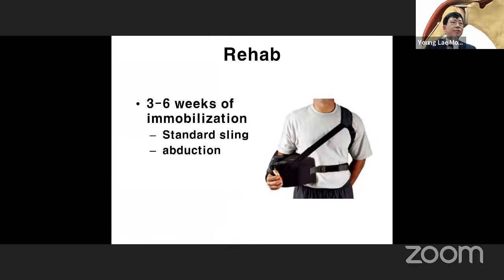3 to 6 weeks of immobilization in the standard sling in abduction, and we can allow full range of motion 3 months after the surgery, and they can join in contact sports 6 months after the surgery.